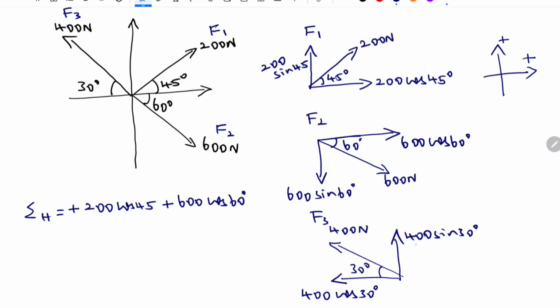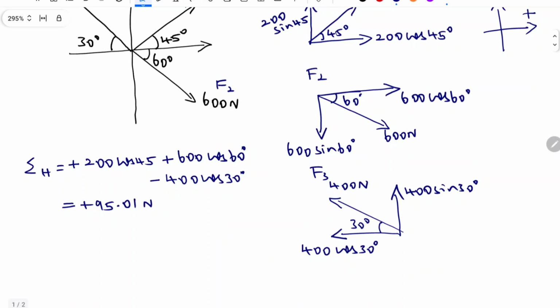Now coming to the force 3, this 400 cos 30 is acting in the left side. So I am considering it as the negative. So it is minus 400 cos 30 degree. So if we solve this, then we will get a magnitude of plus 95.01 Newton. So this is about horizontal forces. Now moving to the vertical component, summation of vertical forces.